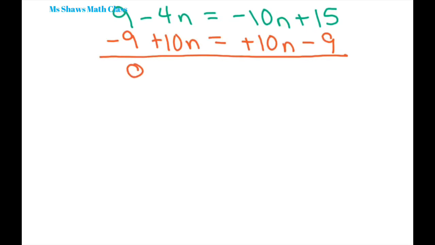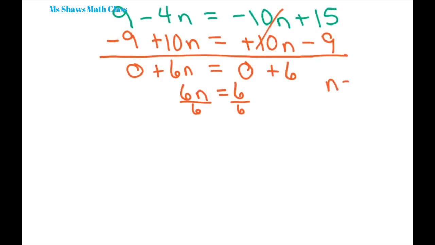You get 0. 4n plus 10n is 6n. And that's going to be 0. And 15 minus 9 is 6. So you get this. Your 0 property of arithmetic says you can write this as 6n equals 6. Clearly, you can divide both sides, but clearly n equals 1. So your solution set is 1. Because we know 6 times 1 is 6.